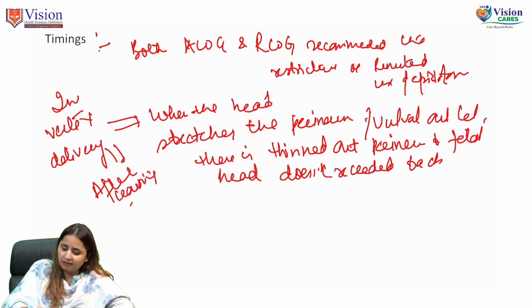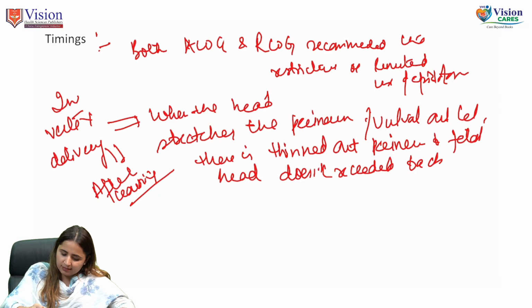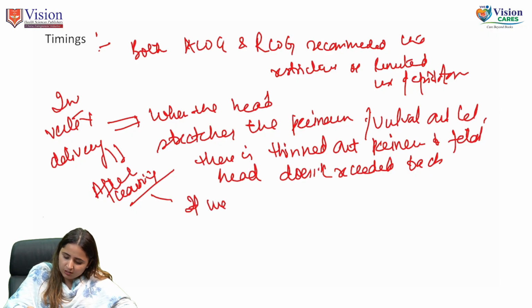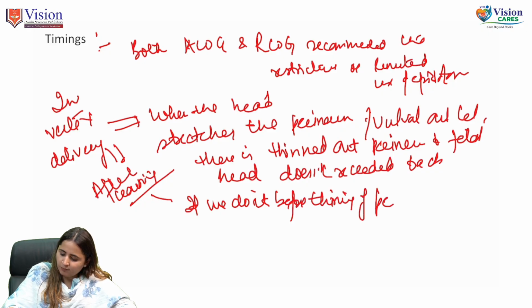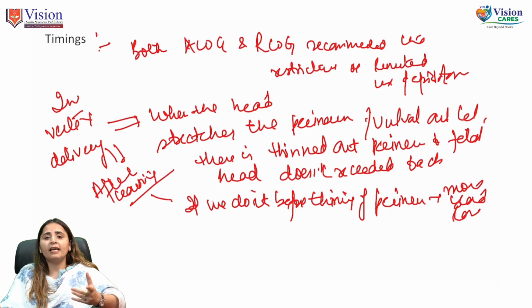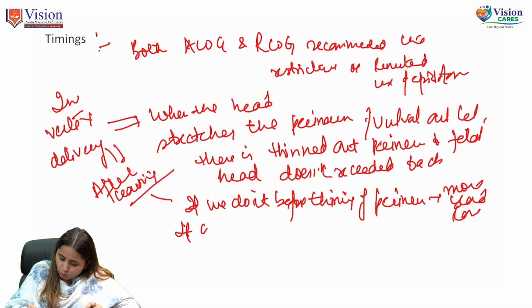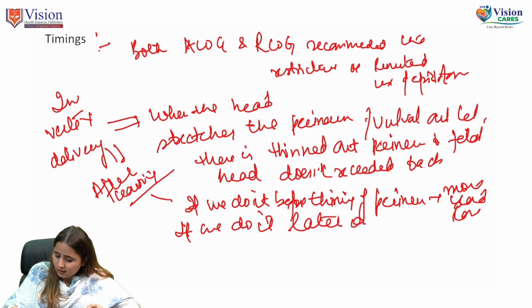So remember, in vertex delivery we do it after crowning, right? If we do it before thinning of the perineum, what will it lead to? It will lead to more blood loss, right? And simultaneously, if we do it later on, so what? Laceration cannot be prevented.